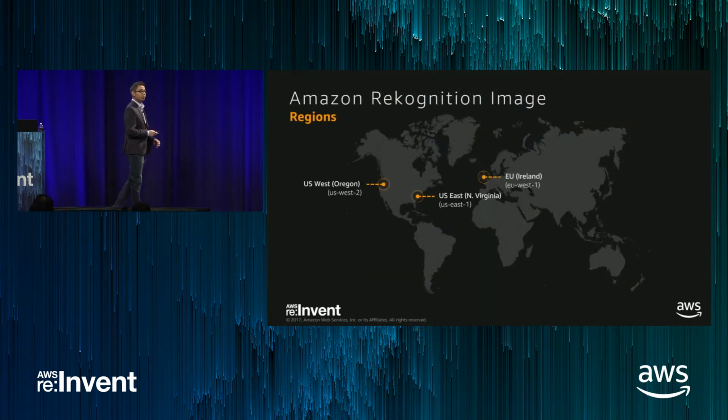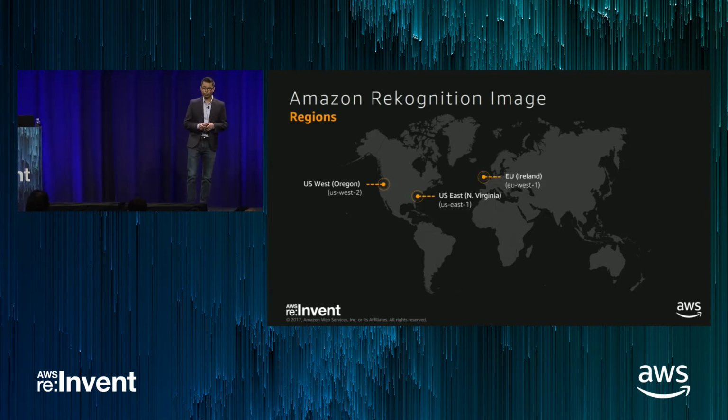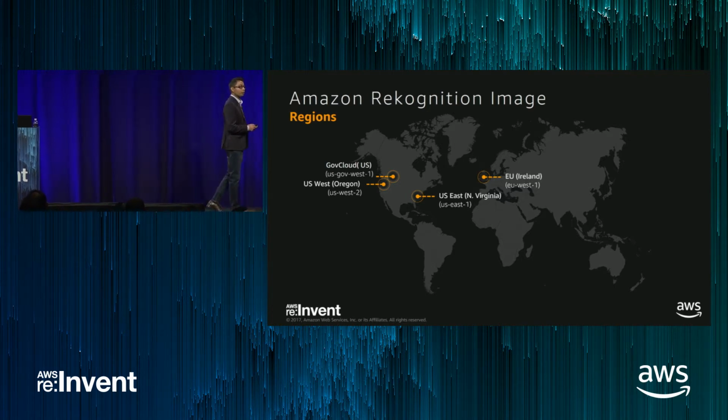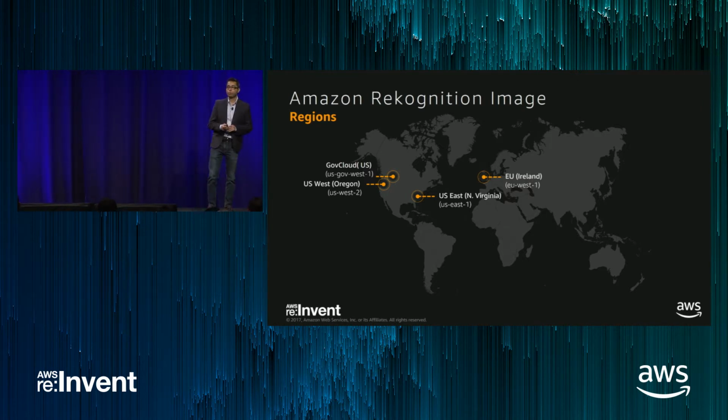Let's look at the regions in which Amazon Rekognition is available, and this is image. When we launched, we were available in 3 regions: US East, US West, Oregon, and EU Ireland. And based on the feedback from our public sector customers who wanted us to be in GovCloud, we added that in June last year.